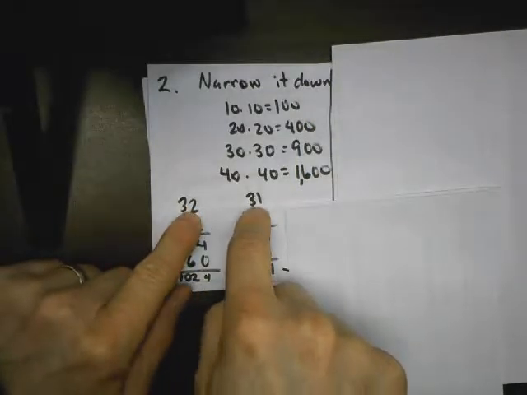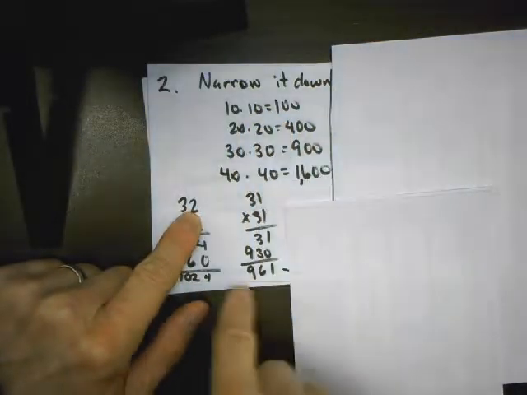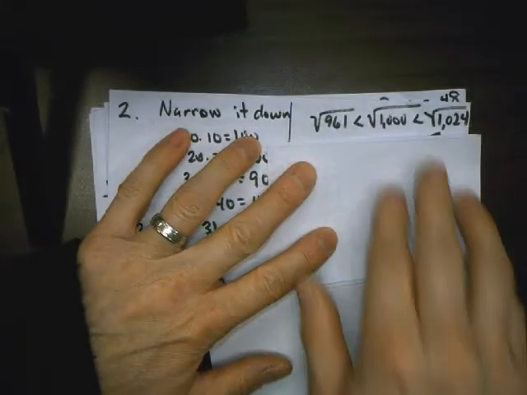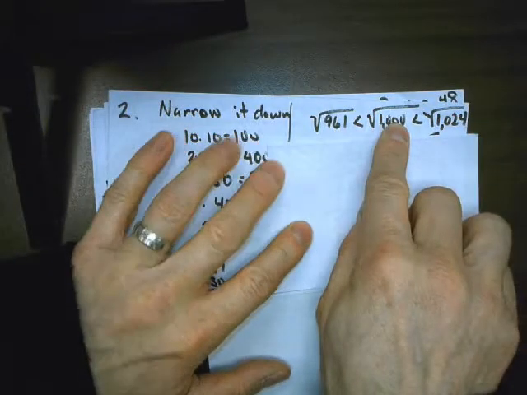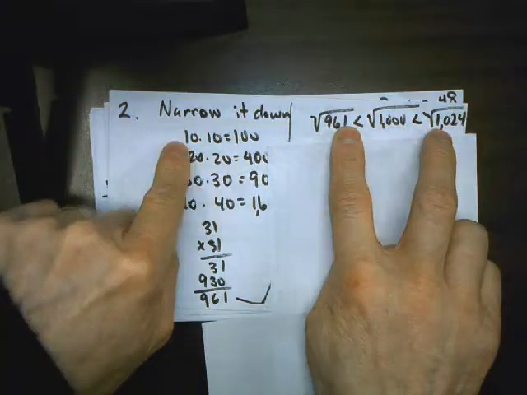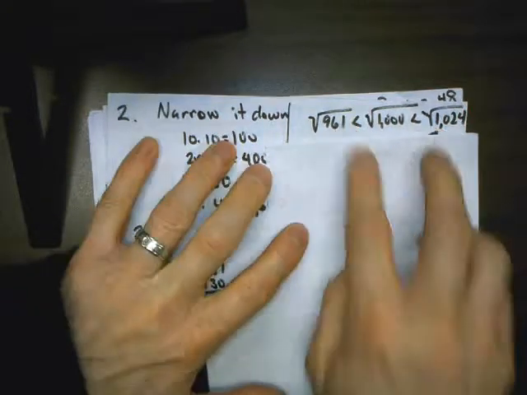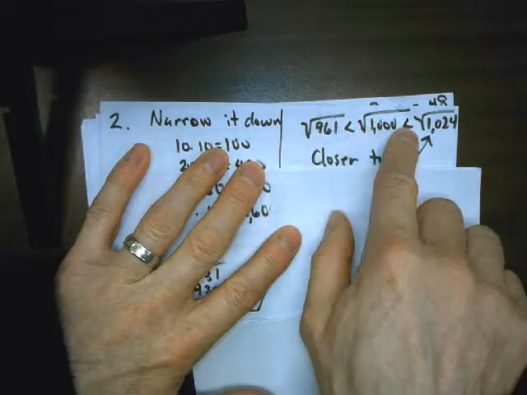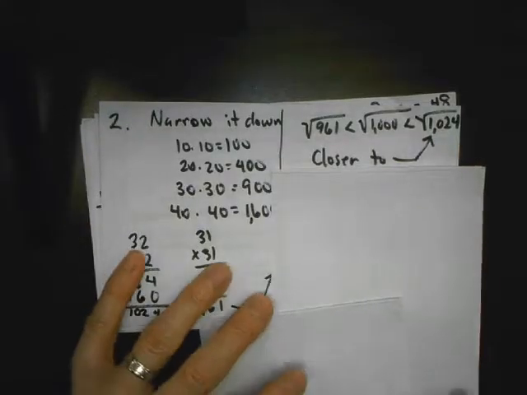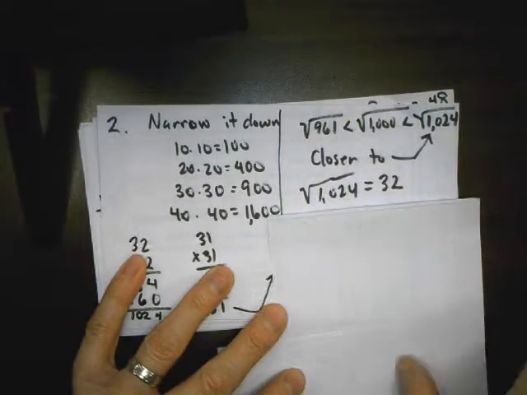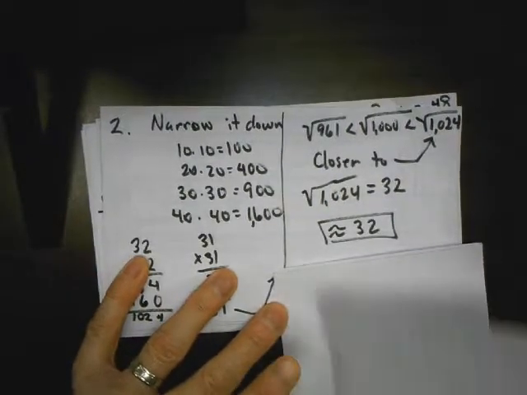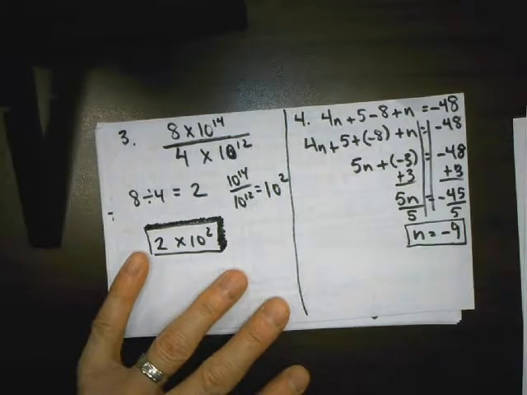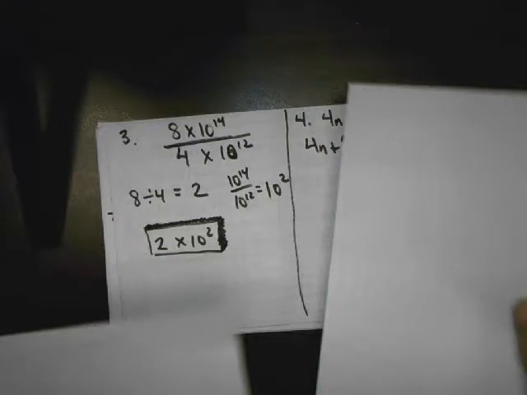I see that these two are consecutive. That means right next to each other, right? It goes 31 and then 32. And the square root of 1,000 is in between these two. So I'm trying to find which two perfect squares the square root of 1,000 is in between. I figured that out, narrowed it down, multiplied, and then I ask myself, which one is it closer to? Is it closer to 961 or is it closer to 1,024? Since it's closer to 1,024, that means it's about 32. Not exactly, but it's closer to 32. The square root of 1,000 is about 32. Okay, so remember to narrow it down first to save yourself a lot of work. Problem number 3.